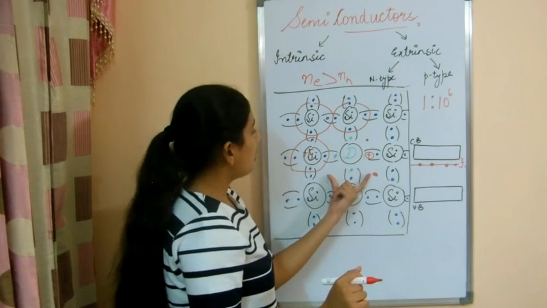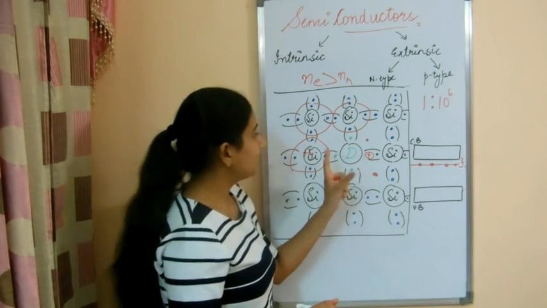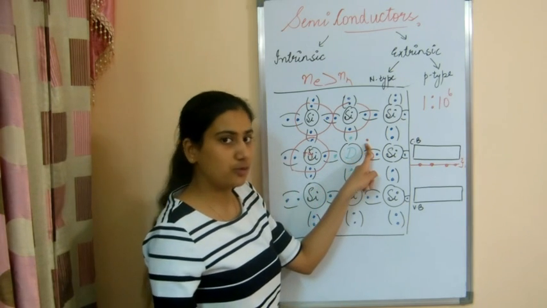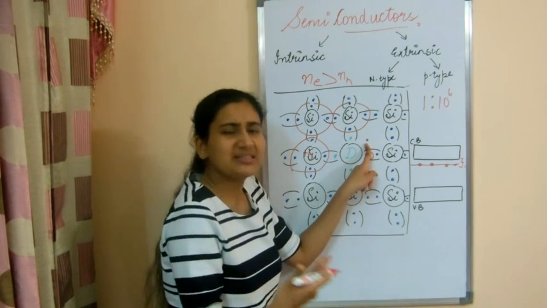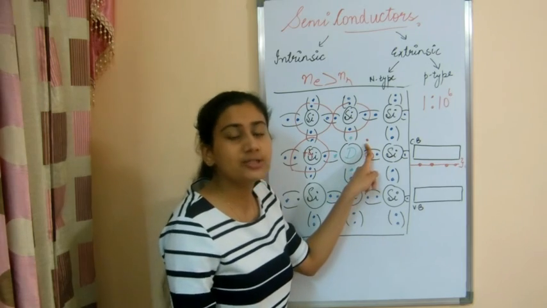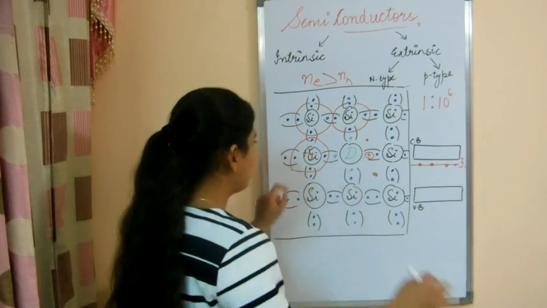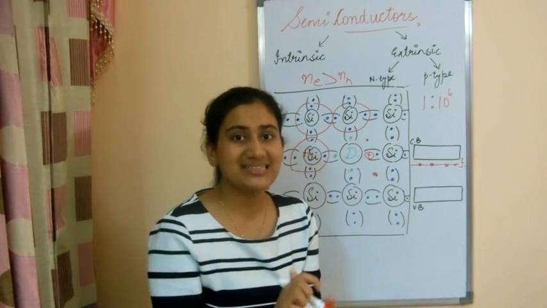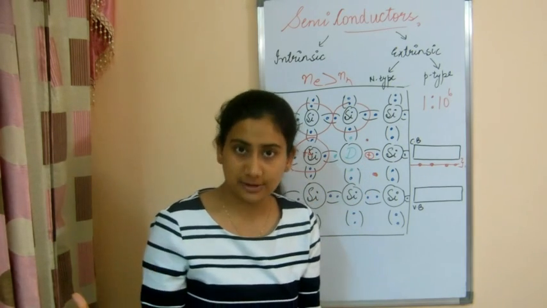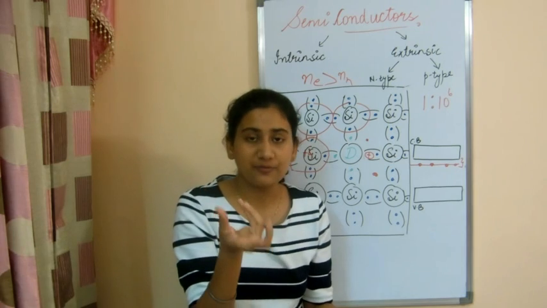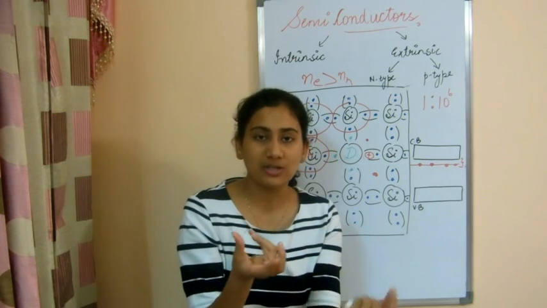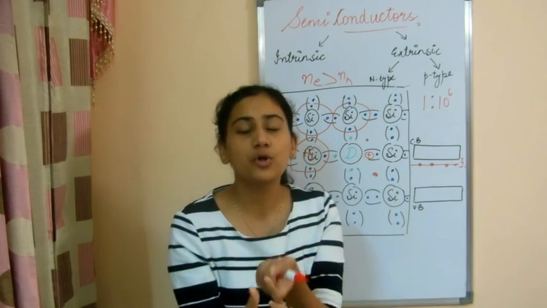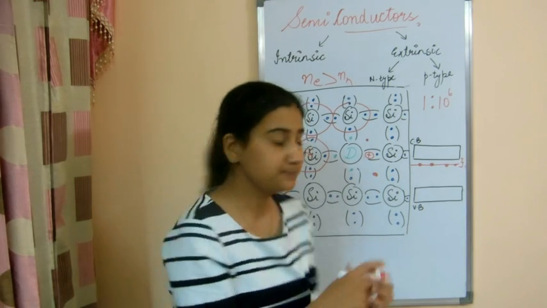Now if we talk about this impurity, it is a pentavalent impurity. We say that it has 1 electron more, which means it is giving some negative charge. But actually it is not so. Why? Let us see. This atom is pentavalent, that means it has 5 valence electrons. Now it is an atom, and we know that the number of electrons around the nucleus in an atom is equal to the number of protons in the nucleus of the atom.